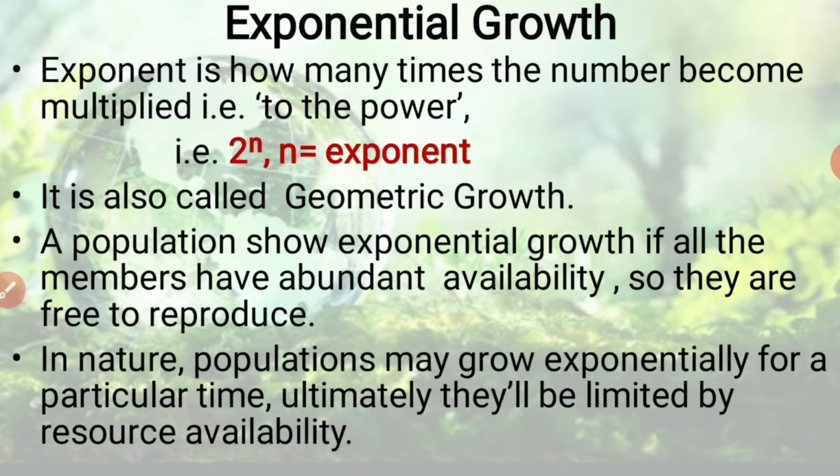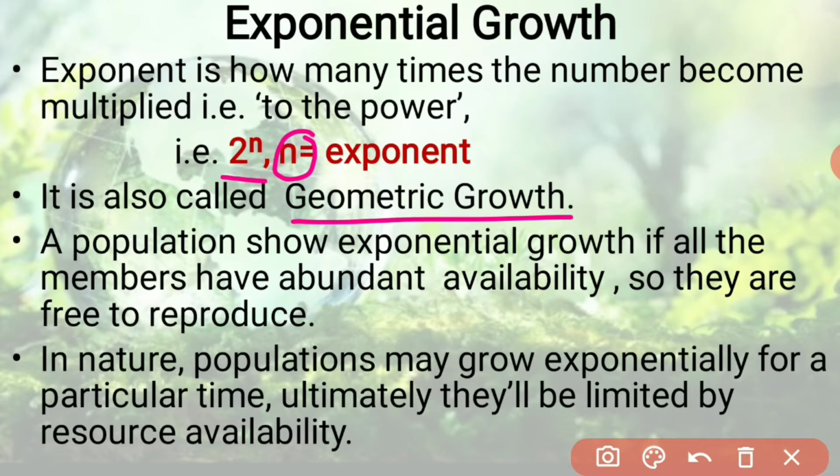First of all, exponential growth. Now, exponent is mainly a mathematical term, which means how many times the number becomes multiplied. That means to the power. So if it is said 2 to the power n, then the value of n becomes the exponent. Exponential growth is also called geometric growth.